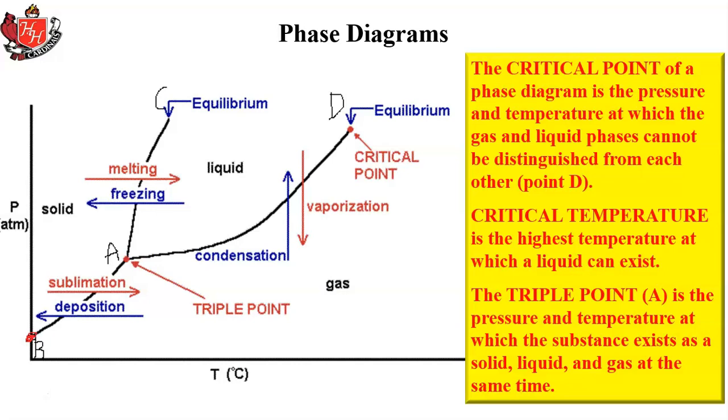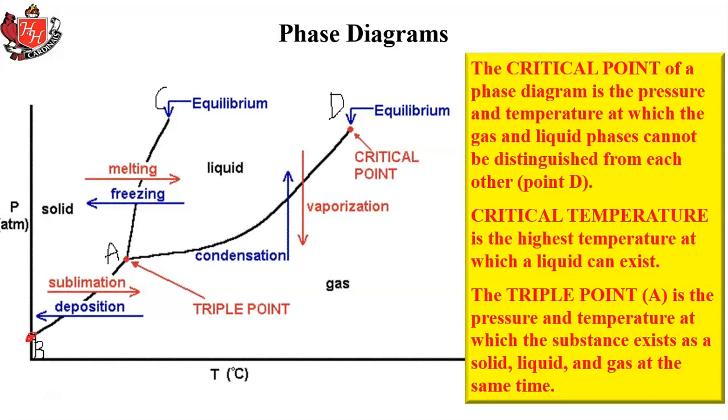Critical temperature is the highest temperature at which a liquid can exist. If you go beyond the critical temperature, it doesn't matter how much pressure you put on the water molecules or liquid molecules to squeeze them together, they're going to become a gas. They're going to split apart at a high enough temperature. And that's called the critical temperature.